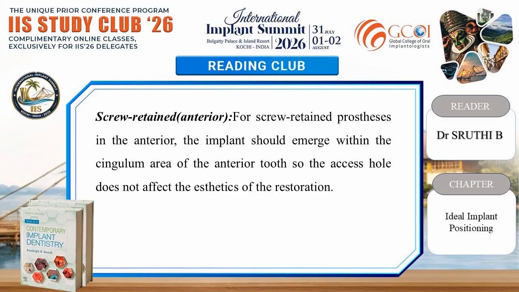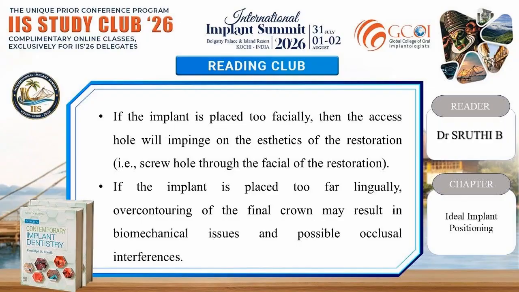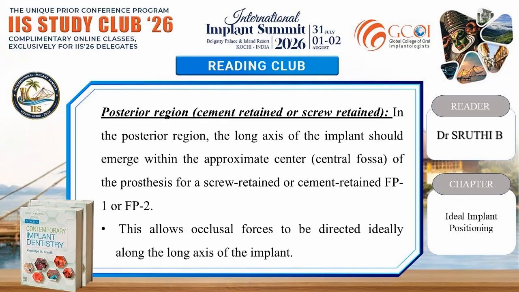Screw retained anterior. For screw retained prosthesis in the anterior, the implant should emerge within the cingulum area of the anterior tooth, so the access hole does not affect the aesthetics of the restoration. If the implant is placed too facially, then the access hole will impinge on the aesthetics of the restoration, that is, screw hole through the facial of the restoration. If the implant is placed too far lingually, over-contouring of the final crown may result in biomechanical issues and possible occlusal interferences.